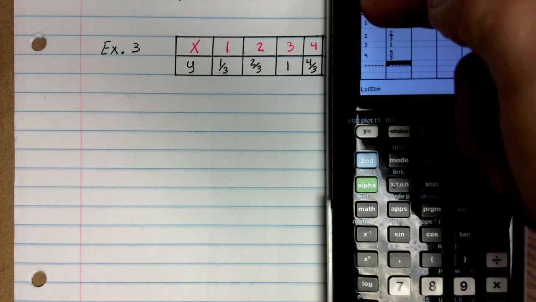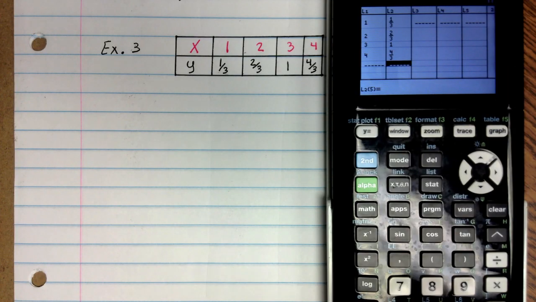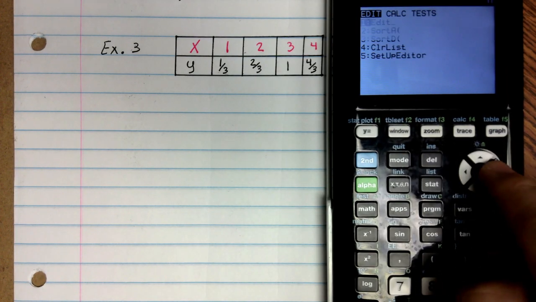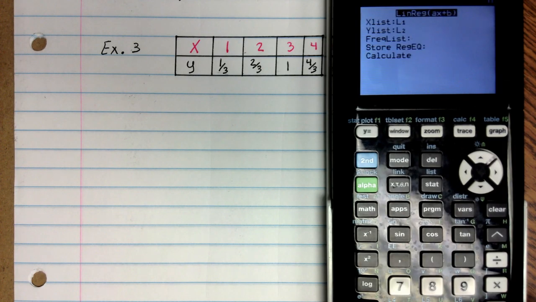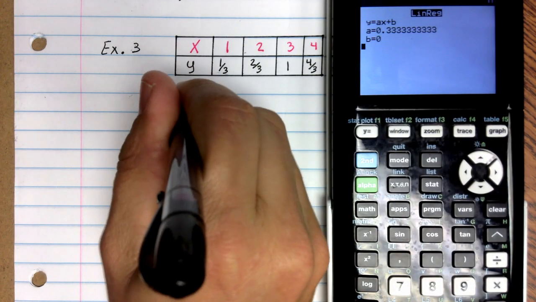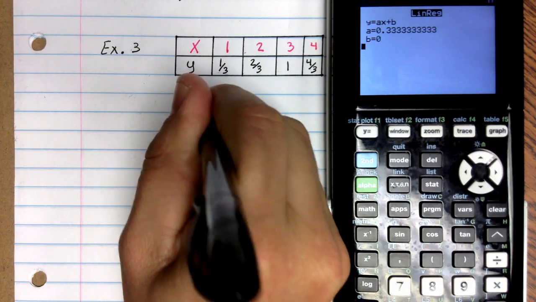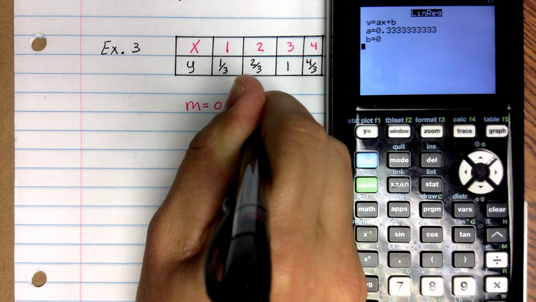So I got all my values in, the x values on the left, the y values on the right. So what I want to do now is hit stat, go to calc, go down to linreg ax plus b, hit enter. And it looks like my slope is this a value, which is 0.3 repeating. So I'm going to write m equals 0.3, and it's a whole bunch of them.